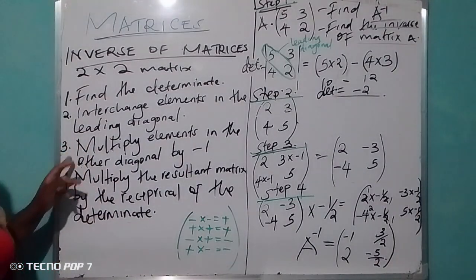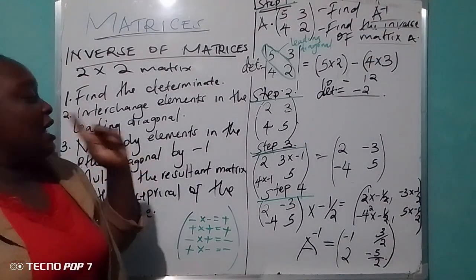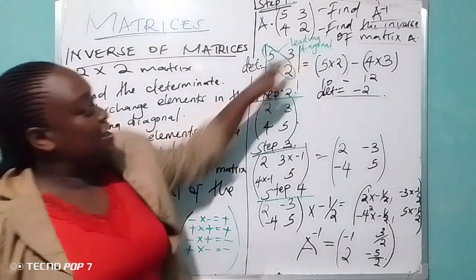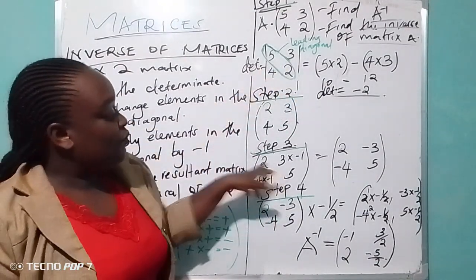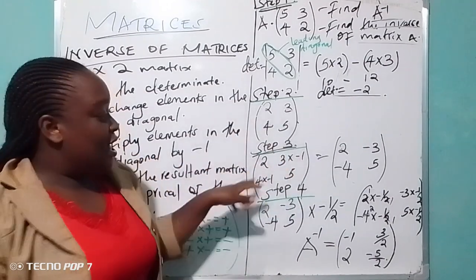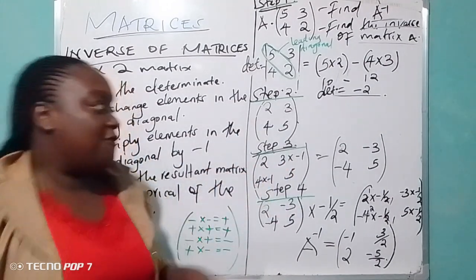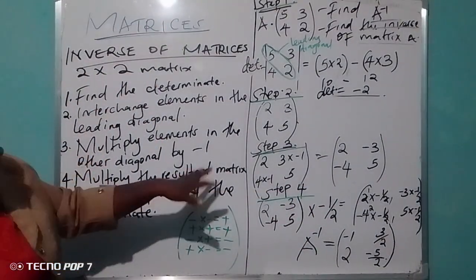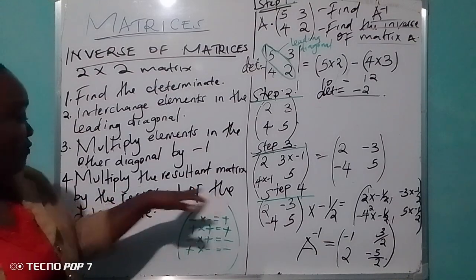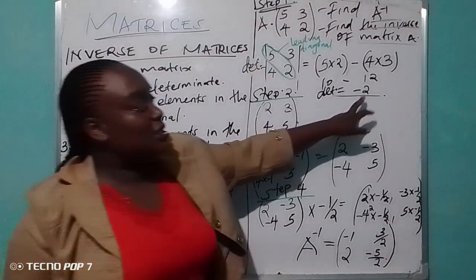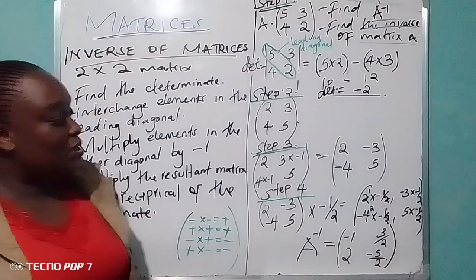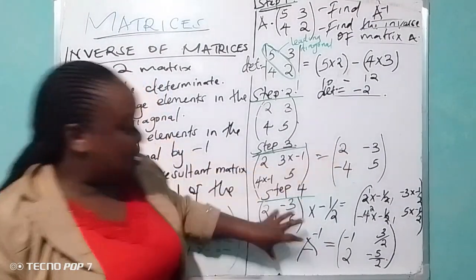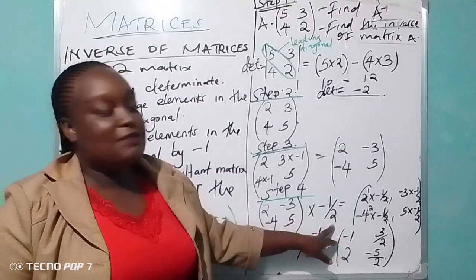Then the third step is multiply elements in the other diagonal by negative 1. So we have identified the leading diagonal, the other diagonal is this. So it will be 2, then 3 times negative 1, and 4 times negative 5. Inatupea hiyo. Then we go to the last step, step 4. We multiply the resultant matrix by the reciprocal of the determinant. We found our determinant as negative 2, so its reciprocal will be negative a half. So the resultant matrix, we multiply by negative a half.